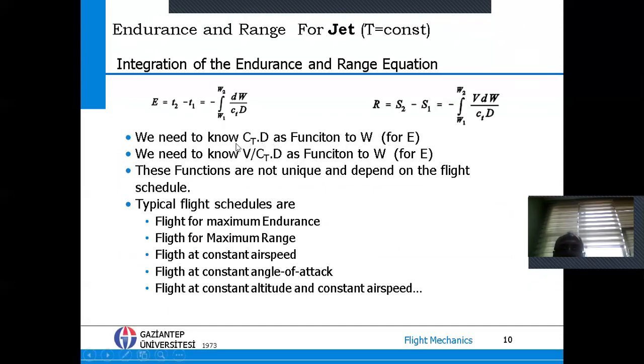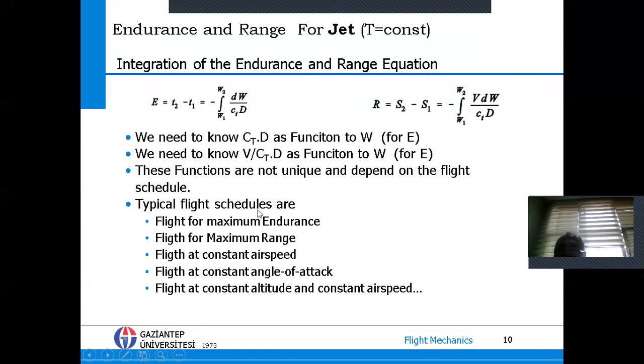So we need to know CT to integrate range or endurance. We need to know CT and D, and for range we need V, CT and D. Also, these functions are not unique and depend on the flight schedule.